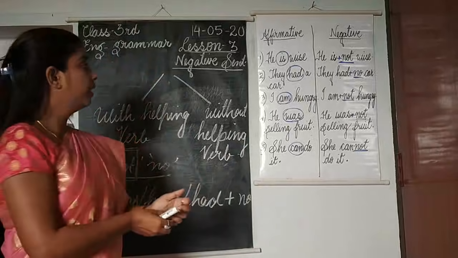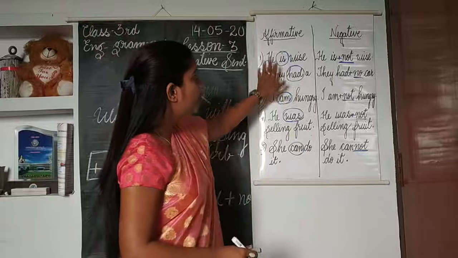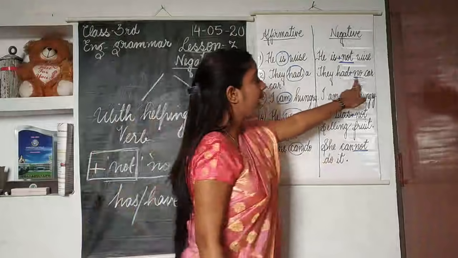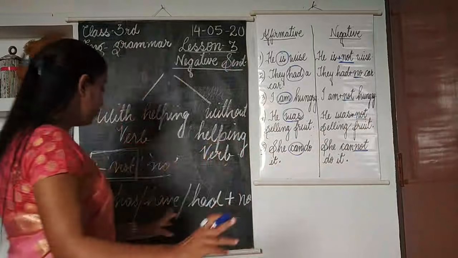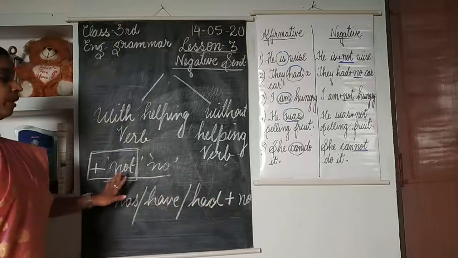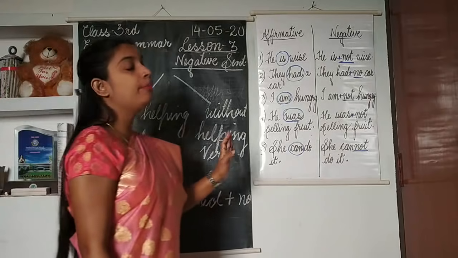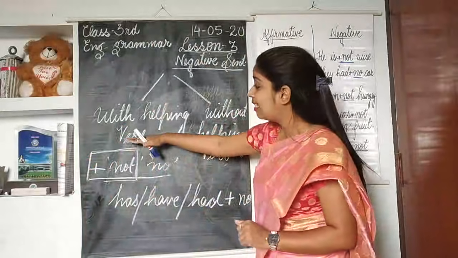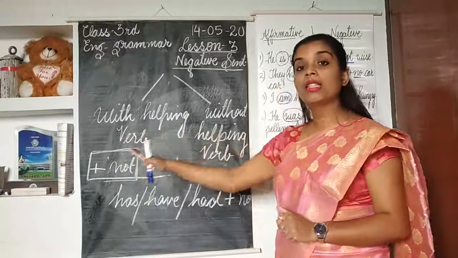So you can see here children, that sentences in which helping verbs are present can easily be changed into negative sentences either by adding no or by adding not after the helping verbs. If has, have or had is there, you will add no. Except these three helping verbs, if any other helping verb is there, you will add not after the helping verb and you can easily make them negative. So I hope that this category of sentences with helping verbs can easily be changed into negative and I hope this is clear to all of you.